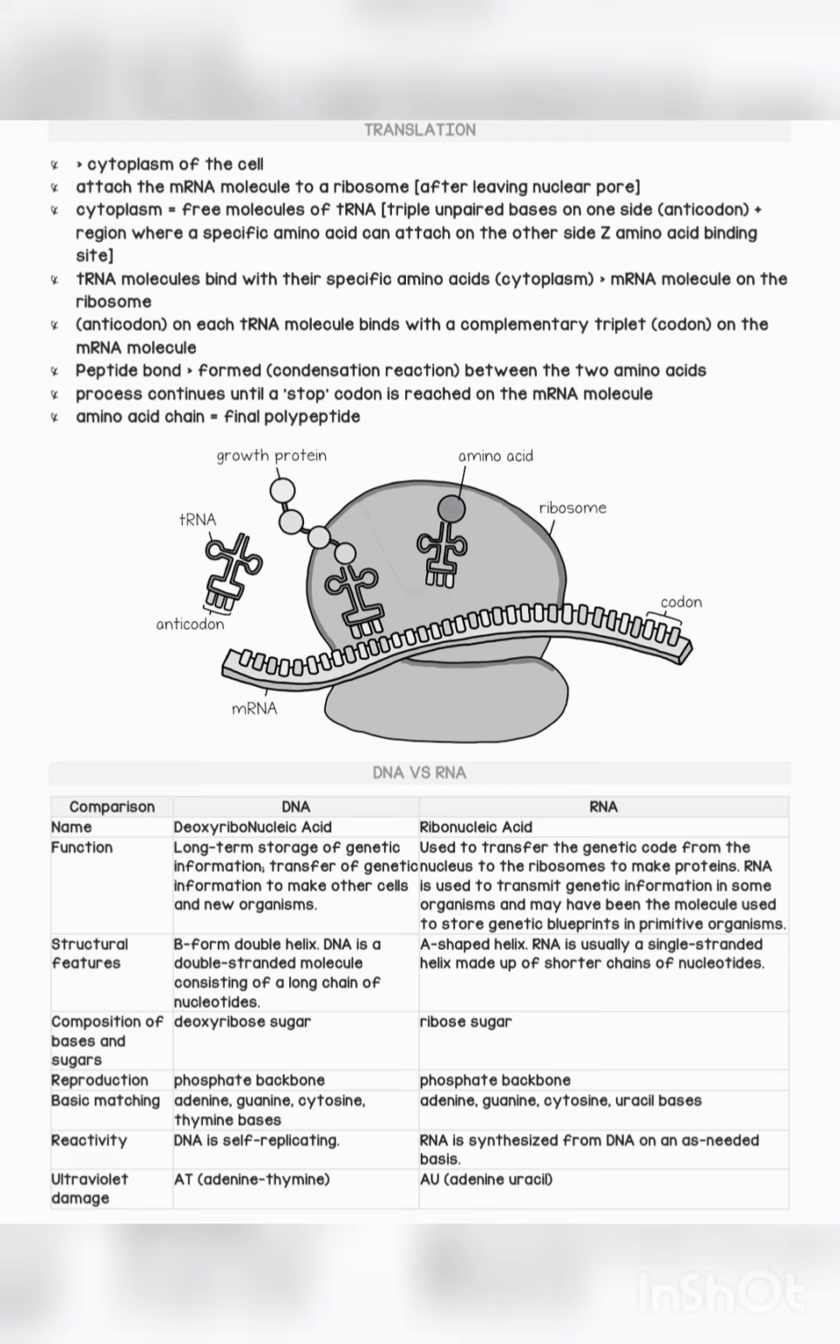The amino acids will then form hydrogen bonds with one another, creating one long string of amino acids called a polypeptide. This polypeptide will go on to make a protein.